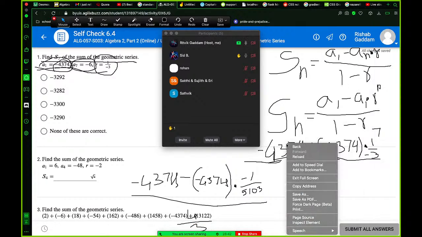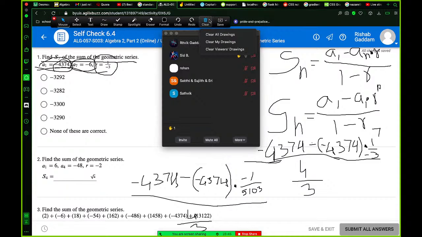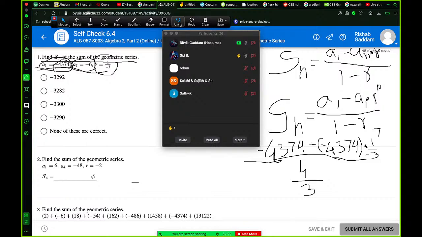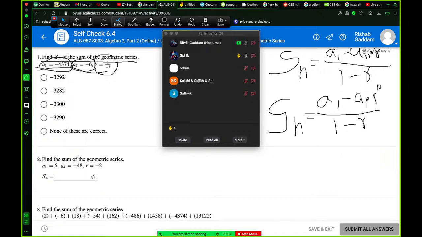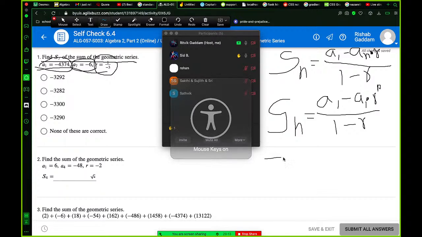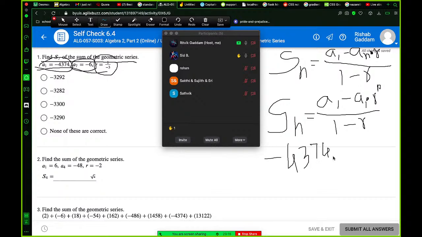Okay, I think we should use the other formula. So this one, a1 minus an times r over 1 minus r. So a1, negative 4374 times 4, minus negative 6 times 1 over negative 3. That'd give you 1 over 2. So it's negative 4374 times 4 minus a half. Why a half? Because in this case it says an, and a7 is equal to negative 6, and times that by 1 over negative 3, you get a half.